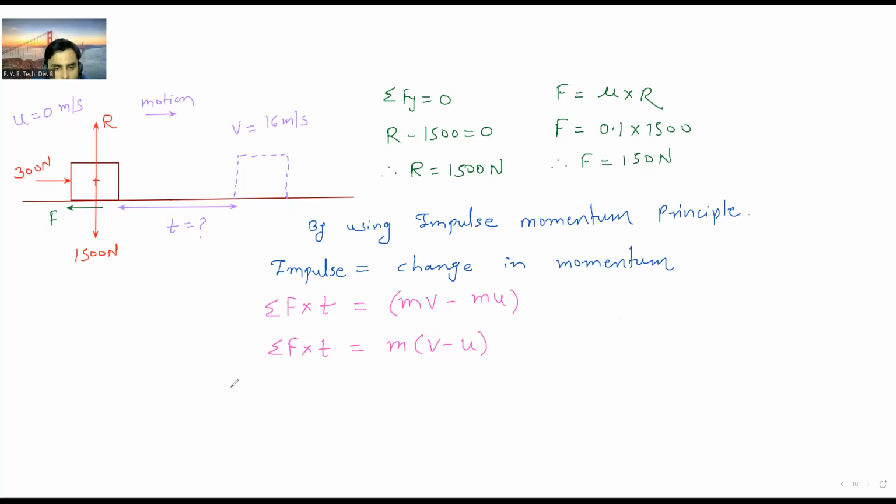Now we will put the values of summation F. So this is the direction of the motion. The forces which are in the direction of the motion are positive. So 300 Newton is in the direction of the motion, so 300. F is in the opposite direction to the motion. It is 150, so minus 150.